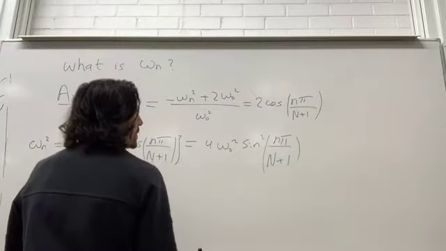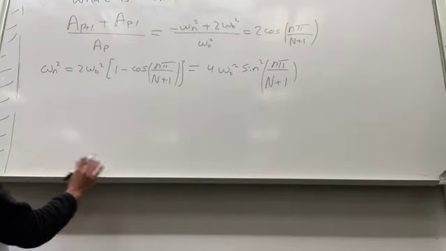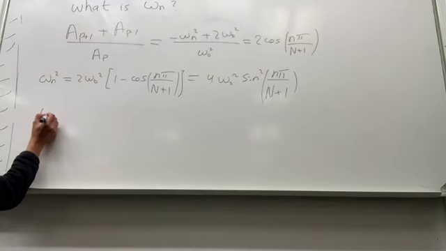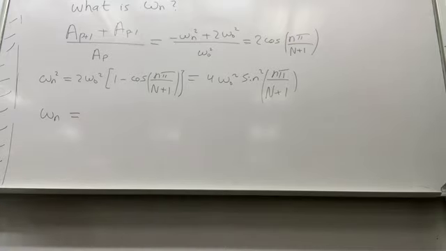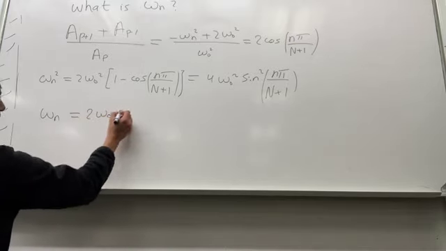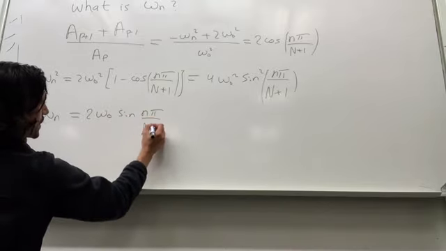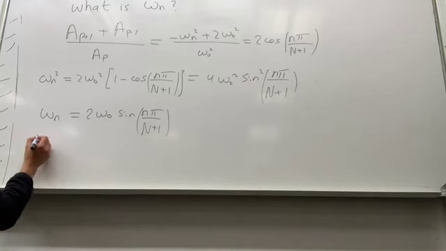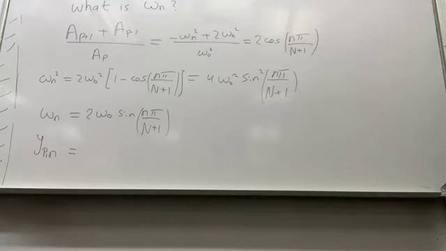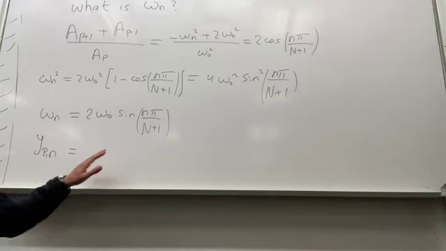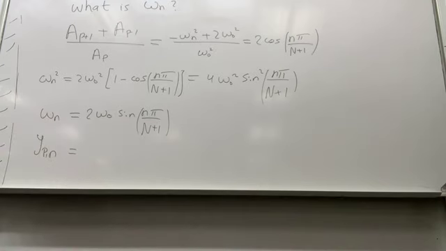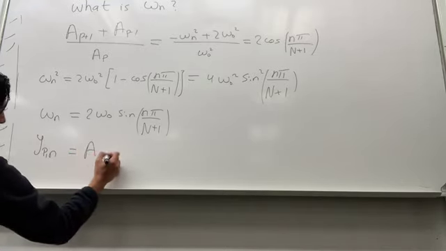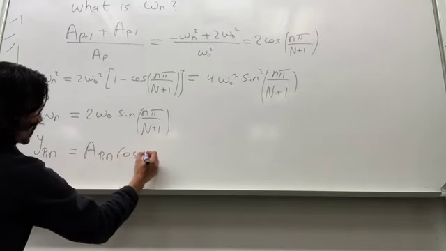Okay, so we can write for omega n and y_n. So omega n is 2 omega 0 sine n pi over n plus 1, and y of p n is at the normal mode, so all of them would have the same omega, right? So if you want to find the displacement of each of these, then that would be y_pn, so it's A_pn cosine omega n t.